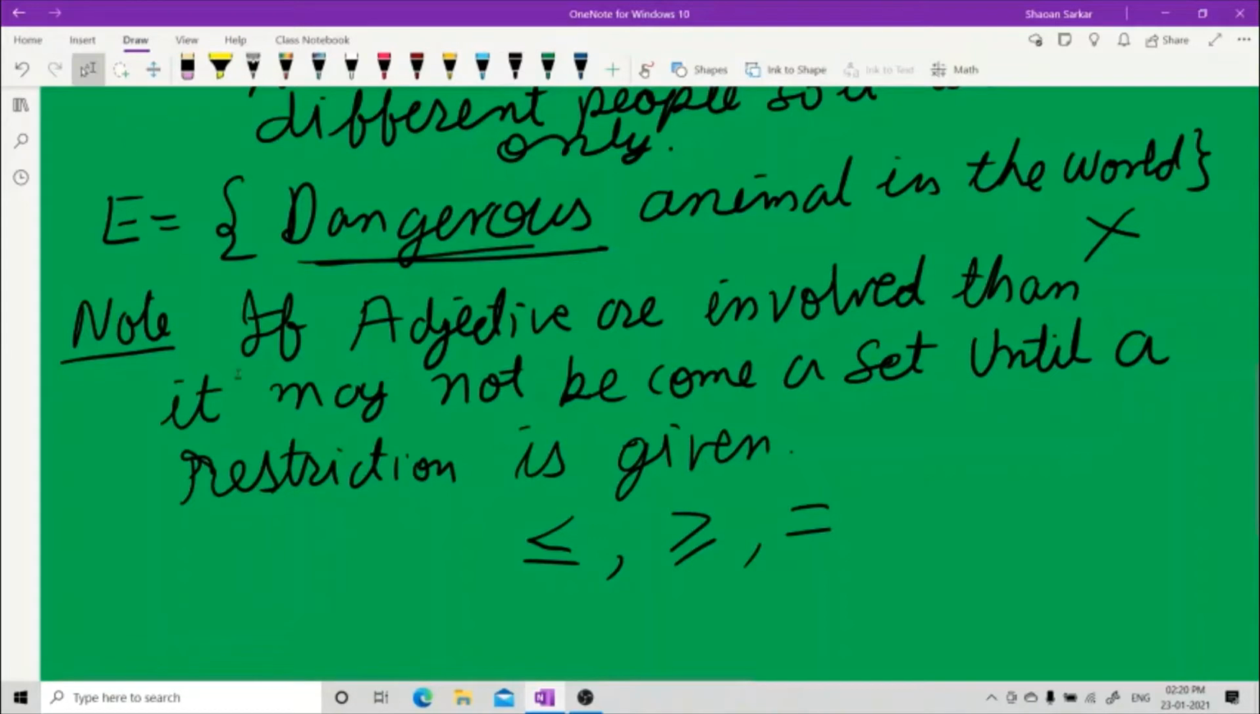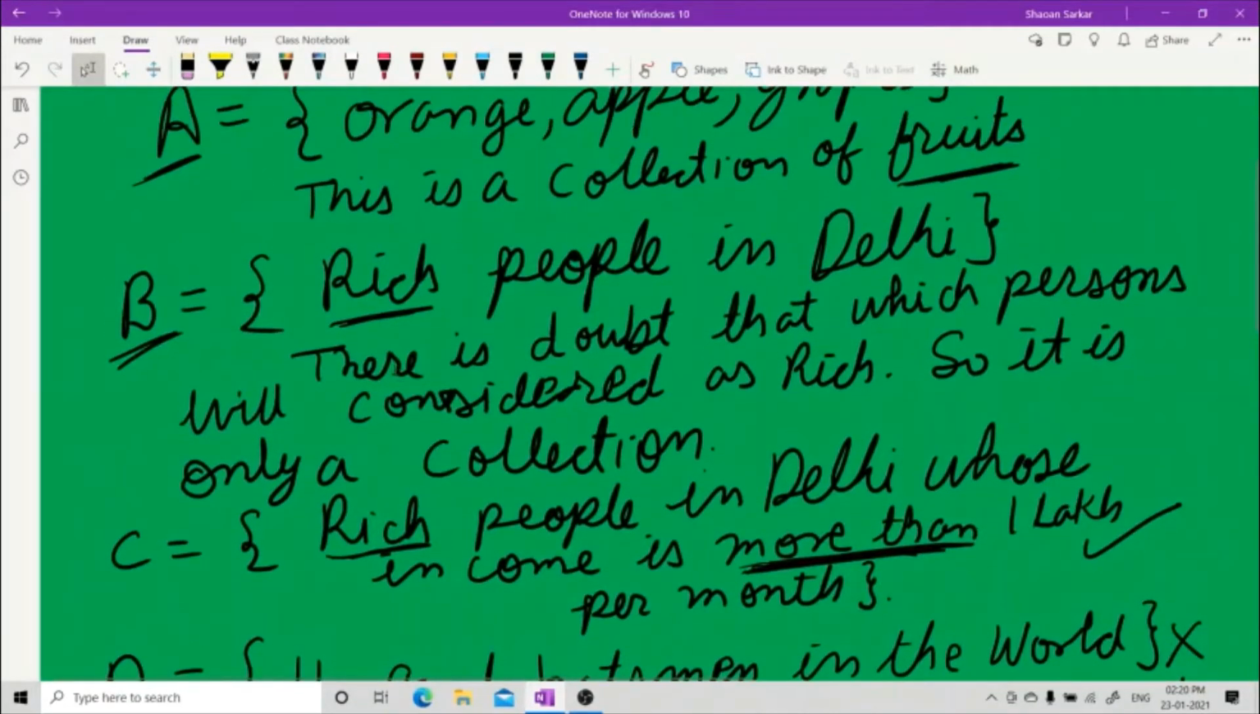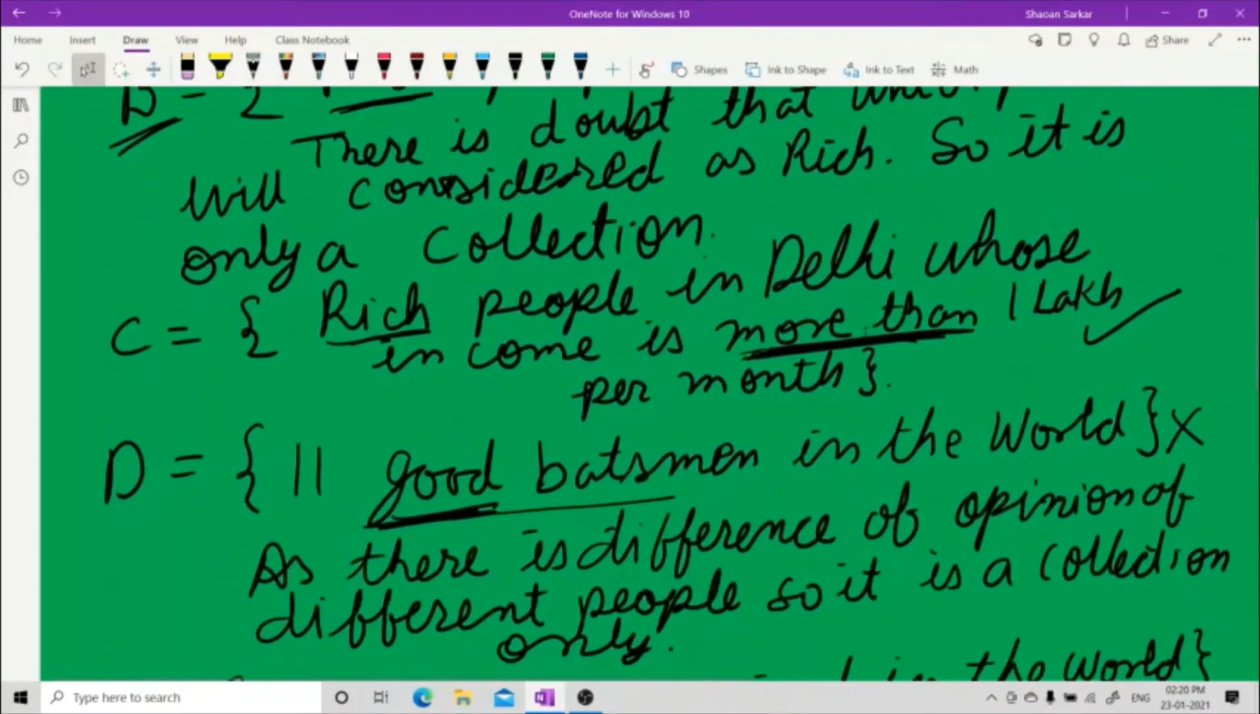जैसे कि हमने यहाँ पे देखा है, as we have seen here, rich people in Delhi. There was a doubt here. कुछ इसको रिच बोलते, कुछ उसको रिच बोलते, परंतु in this, rich people in Delhi whose income is more than 1 lakh, there is no doubt. हम उसी को कंसिडर करेंगे जिसका इनकम मोर देन 1 लाख पर मंथ है. So here is no doubt. So everyone will agree with the characteristic of these people.